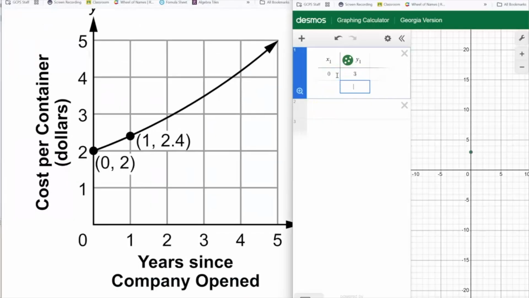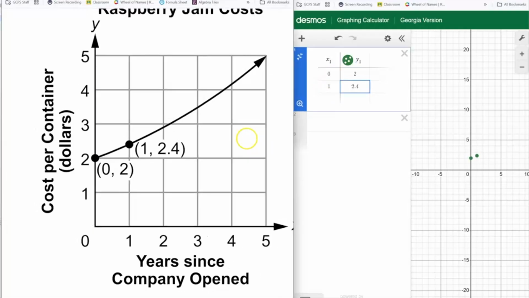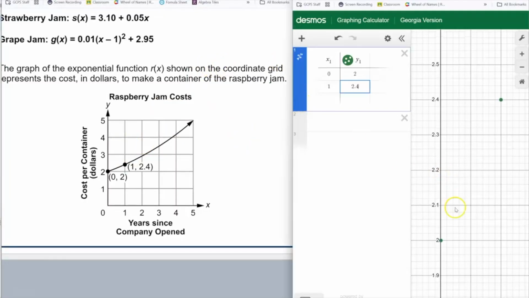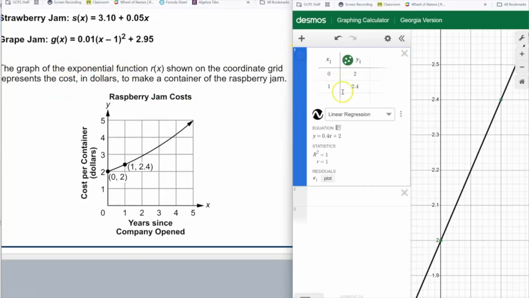So 0, 2, don't type 0, 3, 1 and 2.4. I got my points in. Now, be careful. What kind of function was this? Because right now, even if I zoom fit, it's going to fit everything because there are only 2 points. Not enough information. But they told you that this one was which one? An exponential function. So we're going to click flag.